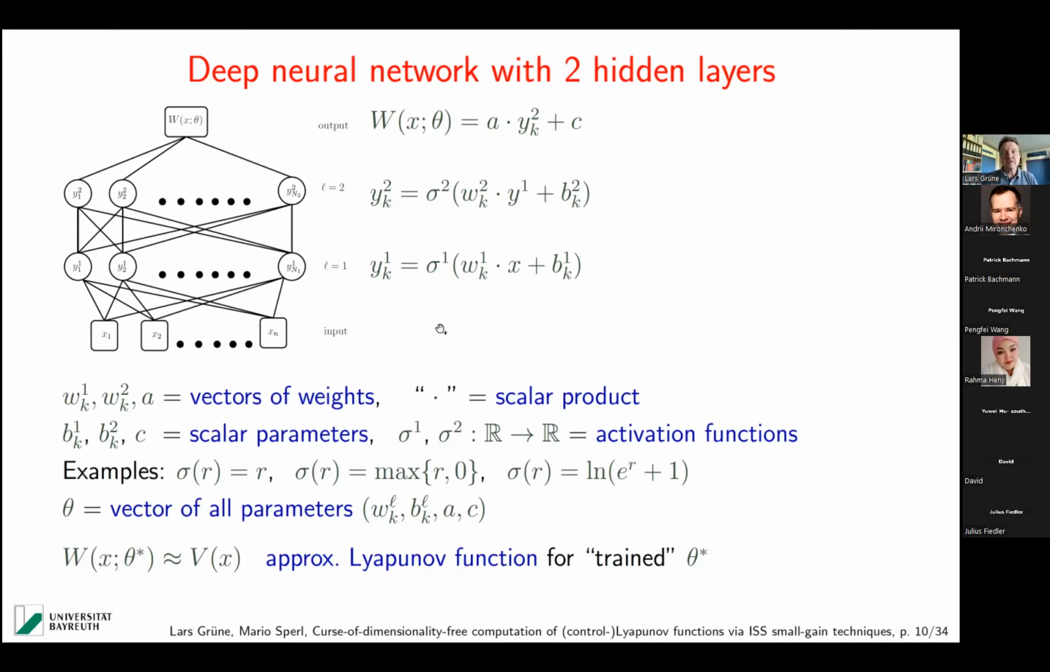Okay, so this means by this operation, you have now a scalar value in here, and then you again build such a combination exactly the same way to build a second number of values. So this is this yk2, a second vector of values, with new weights and a new bias term. You get new values by putting these into sigma 1 and processing them. And then in the end, you combine everything finally linear with this vector a and this another bias term c to get the function w. And now the idea is that you choose the w's, the b's, the a, and the c such that what comes out here approximates a Lyapunov function.